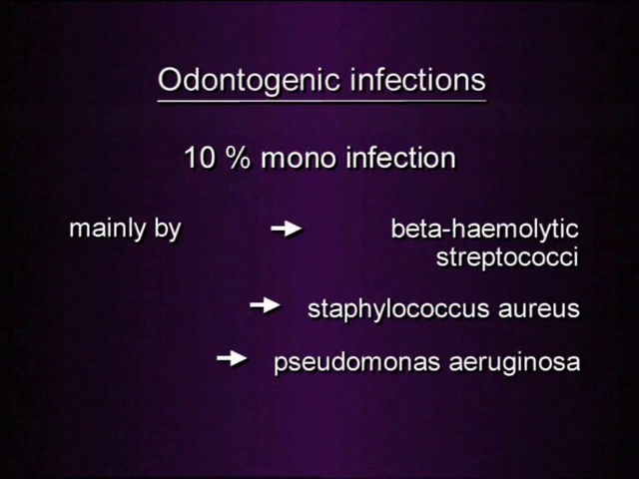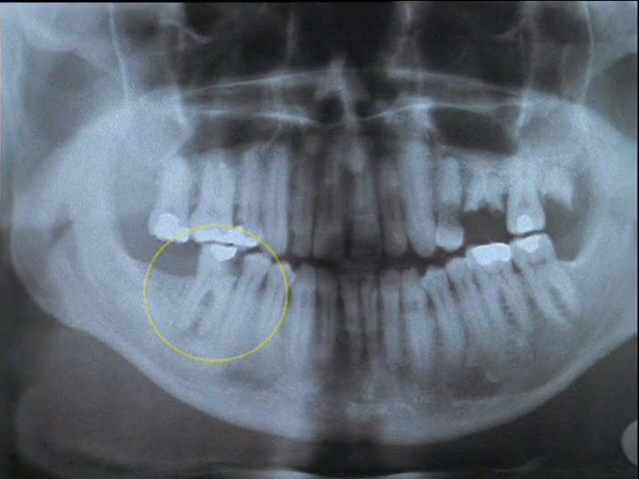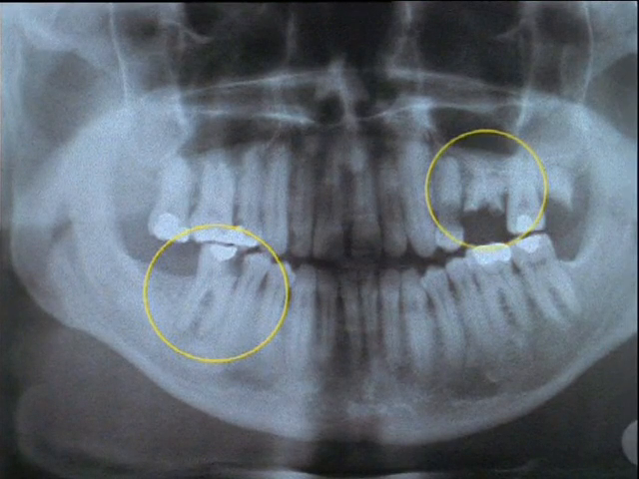The most common cause of an odontogenic infection can be found in pulp gangrene of a devital tooth or in diseased periodontium itself.